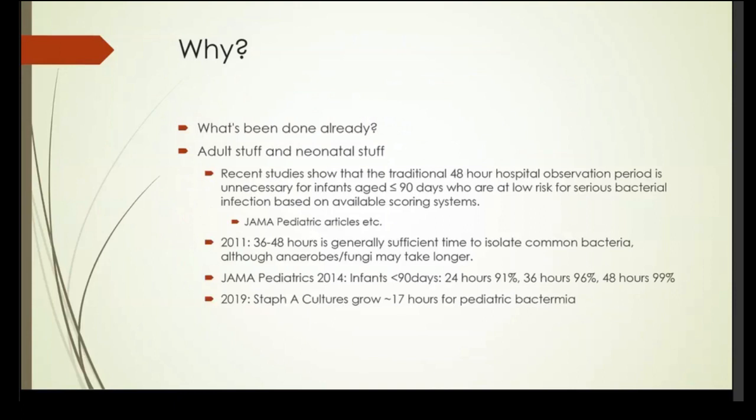A basic literature search for these things showed that some work has already been done in the neonatal period. In 2014, JAMA Pediatrics published an article in patients under 90 days: 91% of cultures were positive by 24 hours, and 96% were positive by 36 hours. Other papers have looked at specific bacteria like pneumococcal or staph A. A paper published in 2019 demonstrated that for pediatric bacteremia, the average time to growth was 17 hours. And so you have these specific journals for specific pathogens and the neonatal period, but not so much for the general pediatric population.